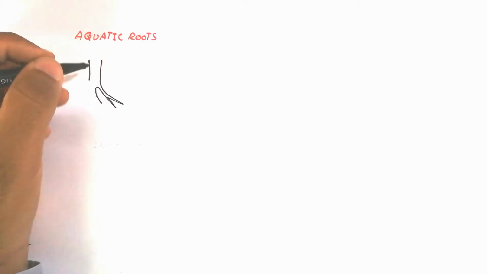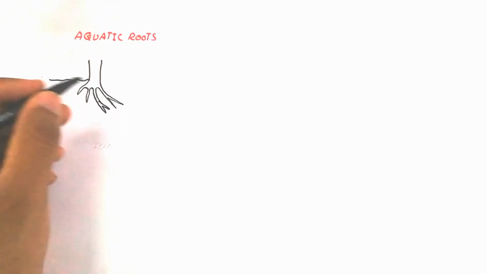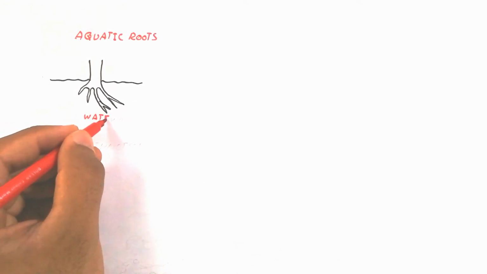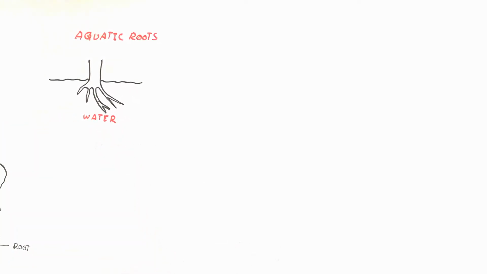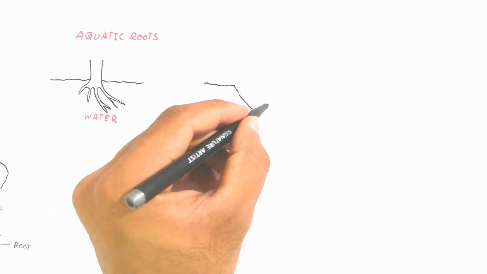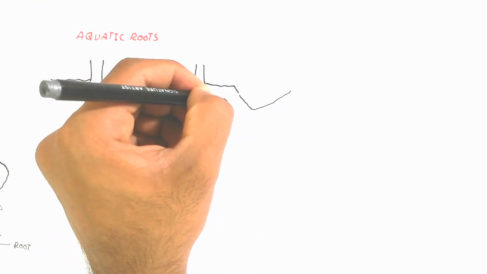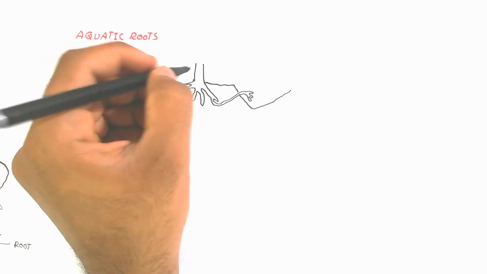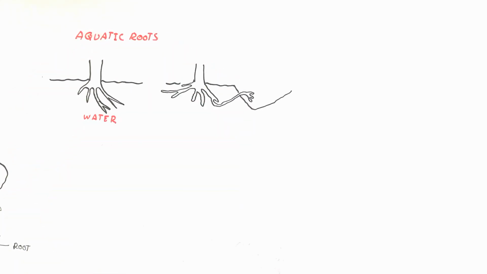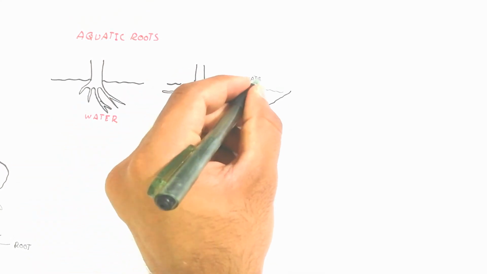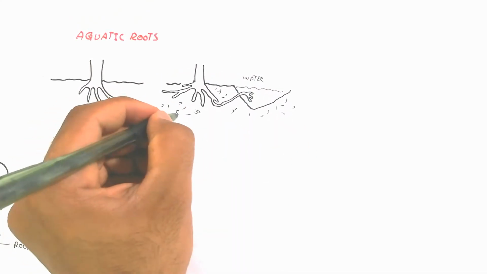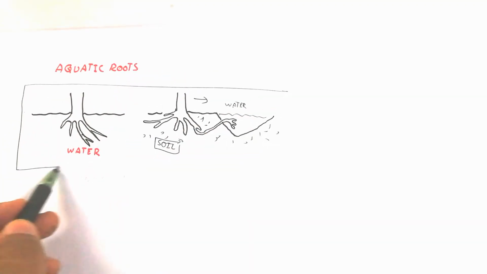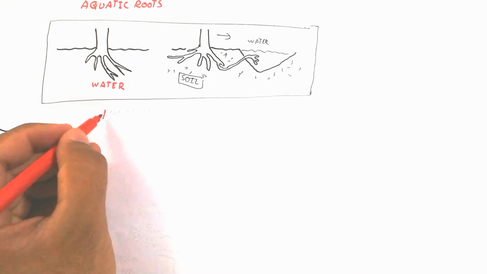Now we will talk about the aquatic root. The aquatic root is in the water, or sometimes goes from the soil into the water. The function of the root is absorption of water, and its stomata are much higher in number, because the water will be lost through the stomata. So here is the water and soil, and the root goes into the water.